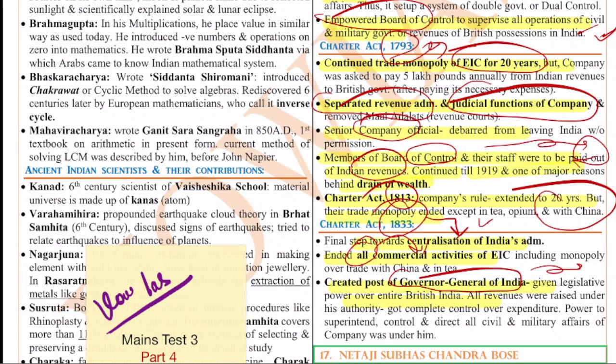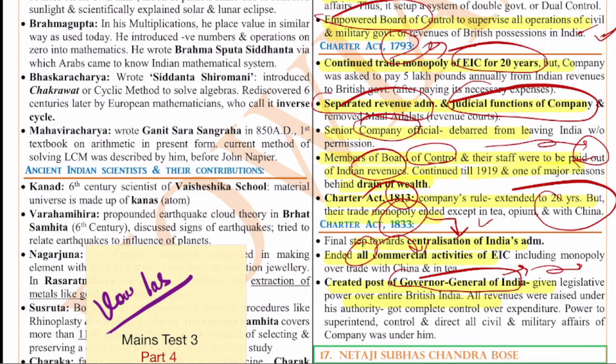So in 1833, they separated the Governor General of India and the Governor General of Bengal. The Governor General of India will be the Governor General for all three provinces of Bengal, Madras, and Bombay, and he is the highest person.